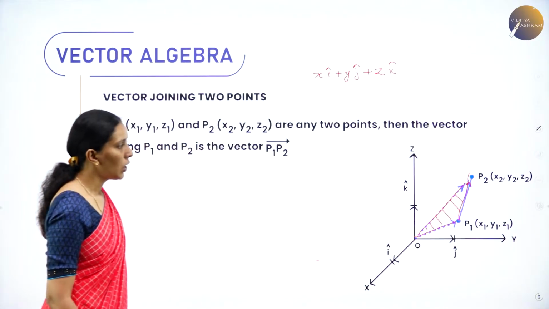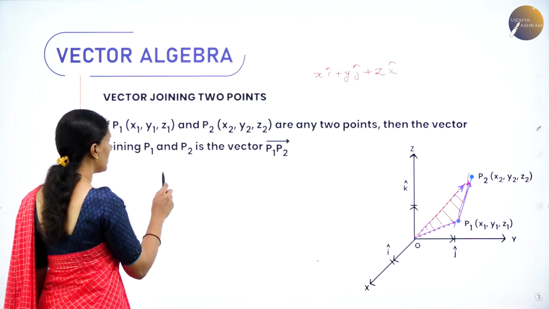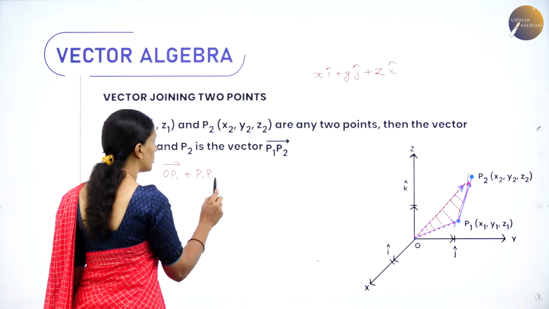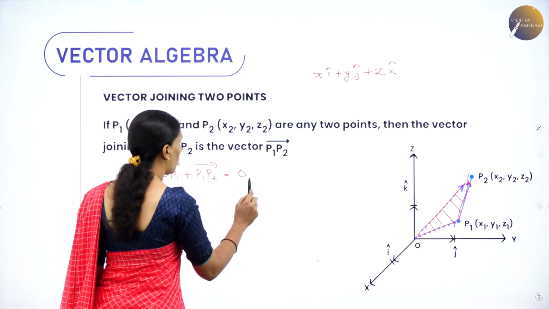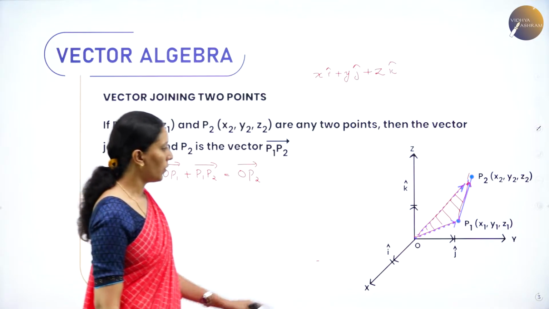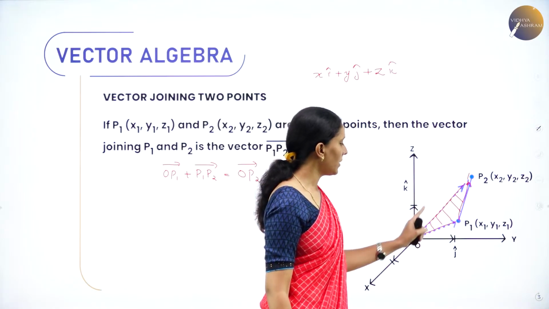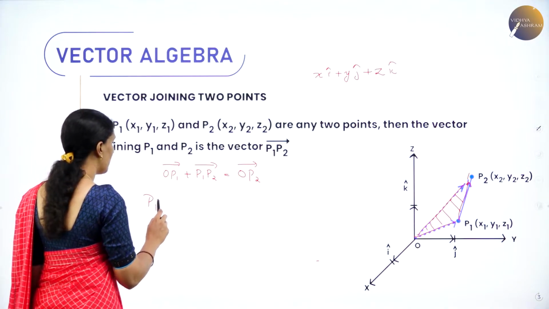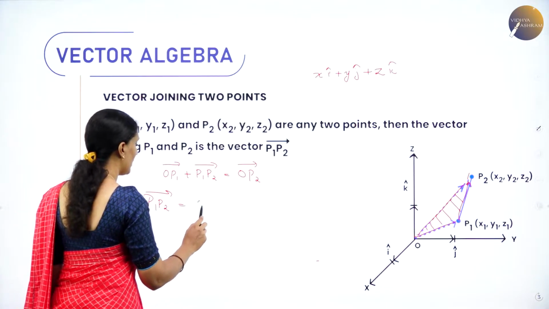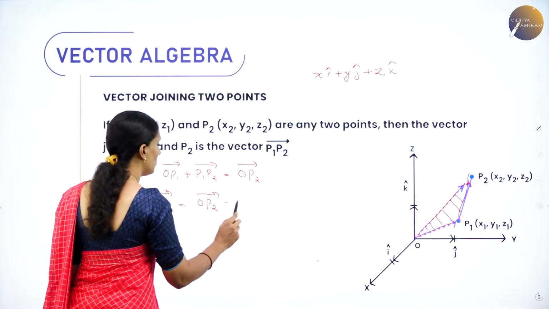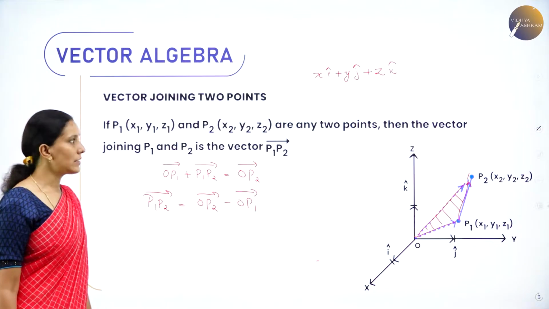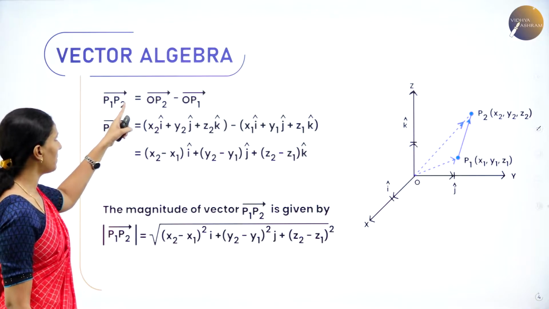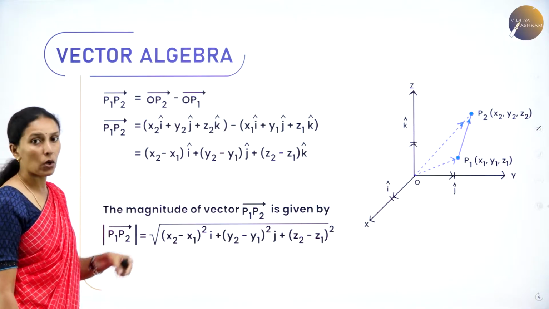So from the figure, what we can see here, I can write OP1 plus P1P2 is nothing but OP2, correct? Now if I need the vector P1P2, then this is nothing but OP2 minus OP1. So this is what I have written here. This is how we will get P1P2. Vector P1P2 is vector OP2 minus vector OP1.